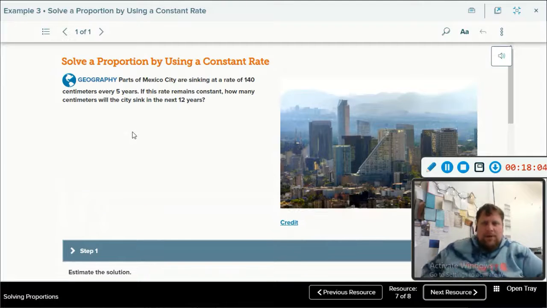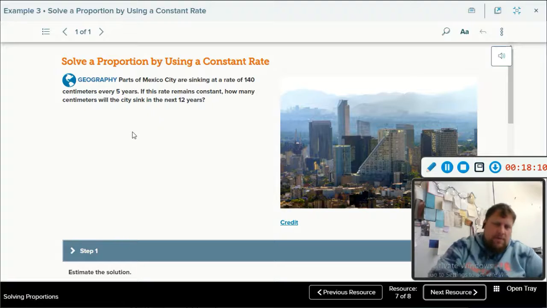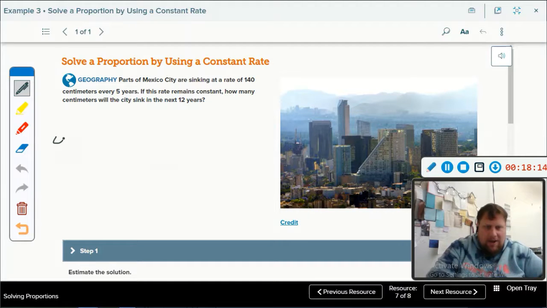Solve a proportion by using a constant rate. Parts of Mexico City are sinking at a rate of 140 centimeters every 5 years. So, this sounds like a proportion already. 140 centimeters. Sometimes units help you, by the way, every 5 years. Because they help you make sure you put the right things on top and bottom. If this remains constant, how many centimeters will the city sink in the next 12 years?